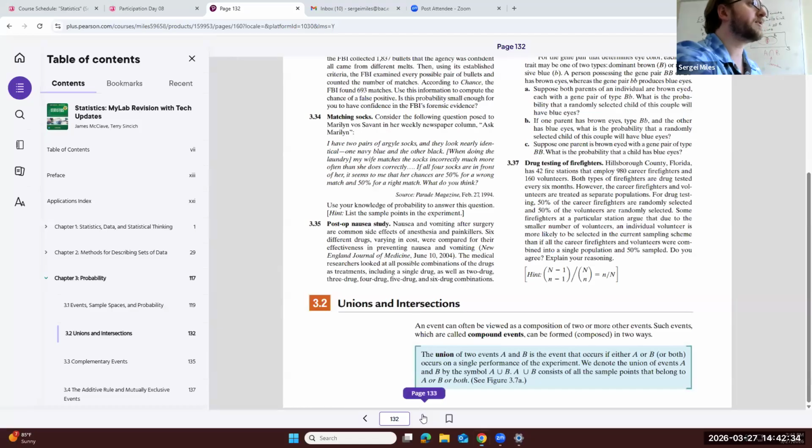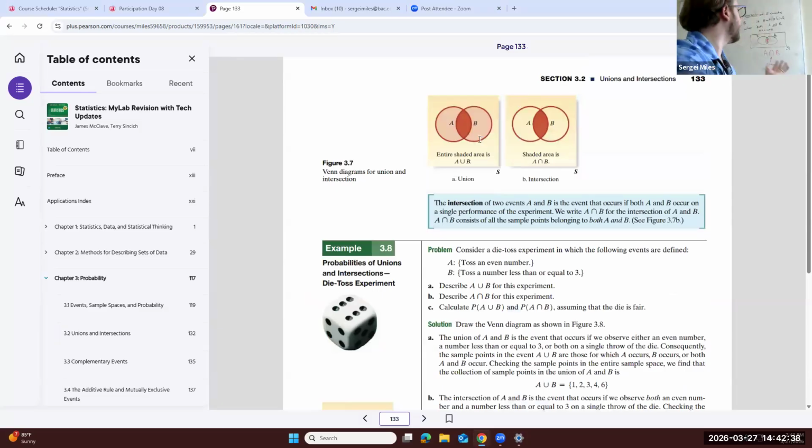Right, we have unions. We saw that on the board. They have this picture here, which is the same picture we saw on the board, where a union means both are happening at the same time. An intersection, or sorry, a union means one or the other is happening. They don't both have to be happening at the same time. We're happy if either occurs. An intersection means both have to happen at the exact same time.